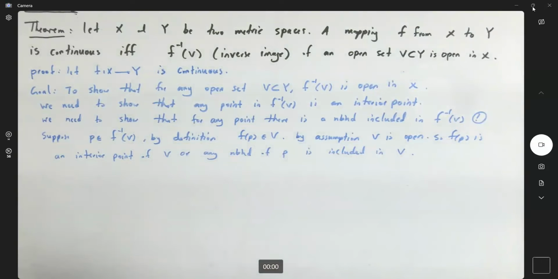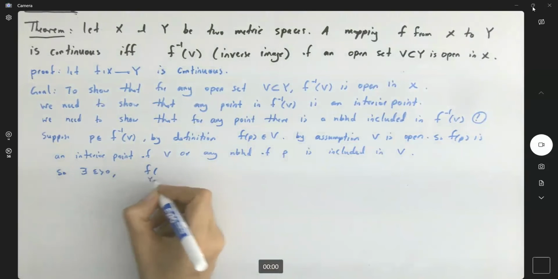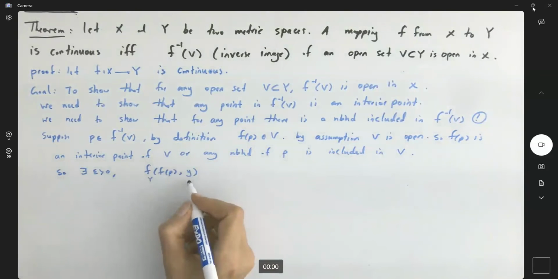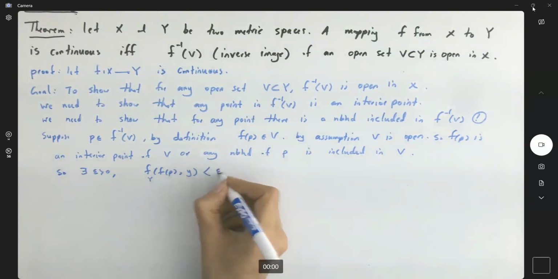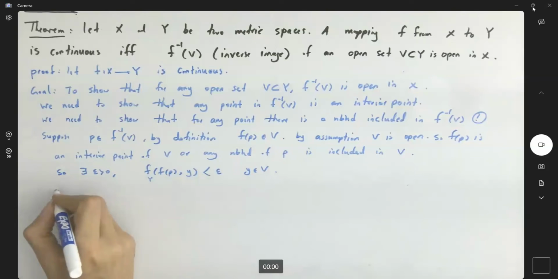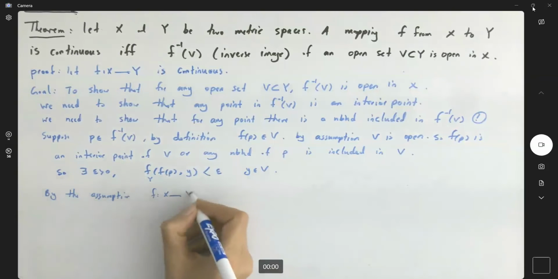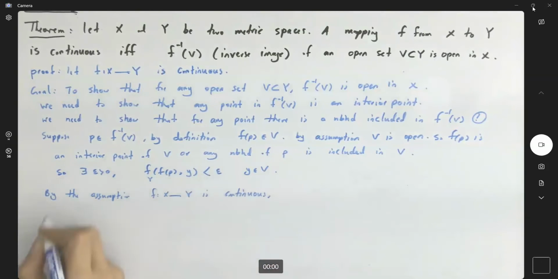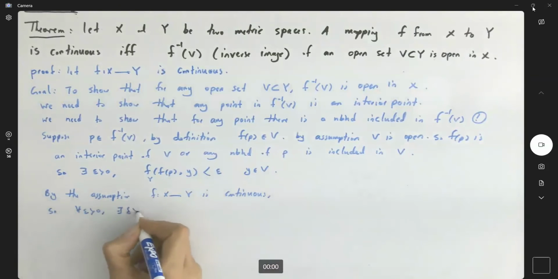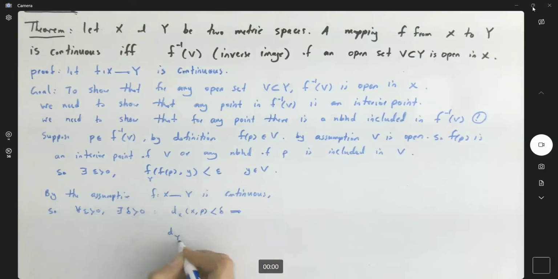What's the meaning of that? It means that there is a positive epsilon such that the distance between f of P and any random value like Y is less than epsilon, and Y belongs to V. By the definition of continuity, by the assumption f from X to Y is continuous, for any positive epsilon we can find a positive delta such that as long as the distance between X and P is small, then the distance between f of X and f of P is also small.